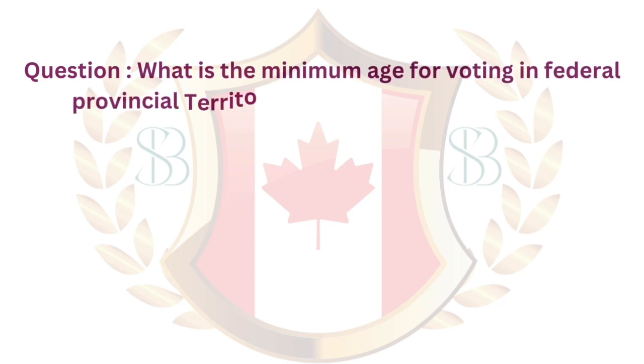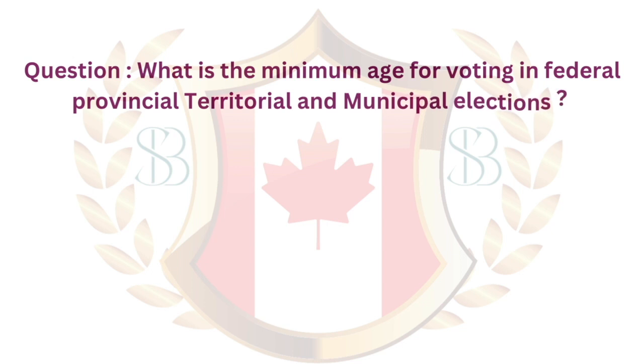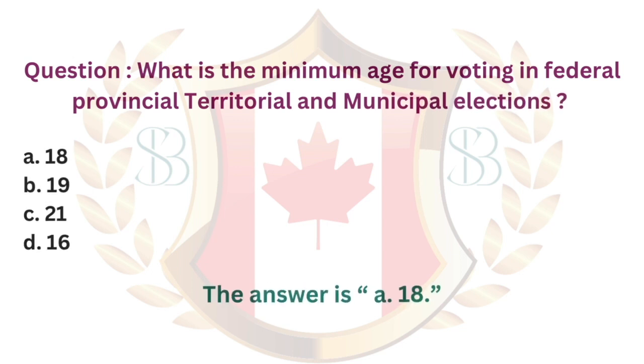Question: What is the minimum age for voting in federal, provincial, territorial, and municipal elections? A. 18. B. 19. C. 21. D. 16. The answer is A. 18.